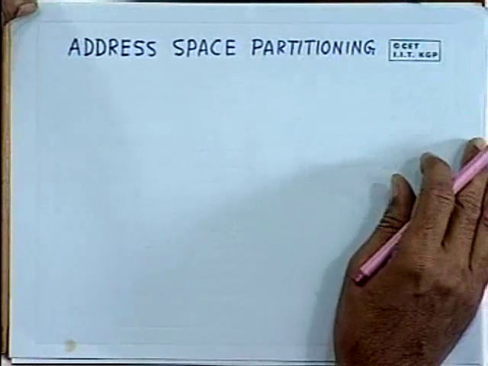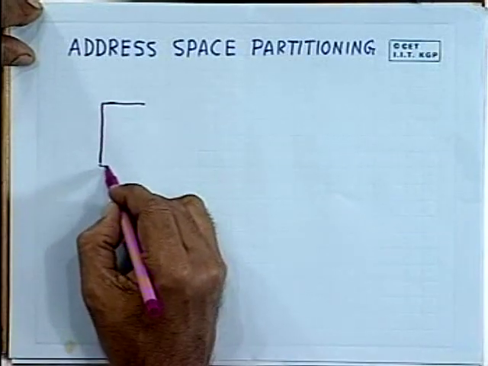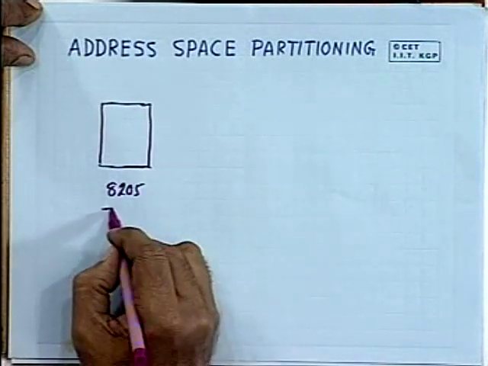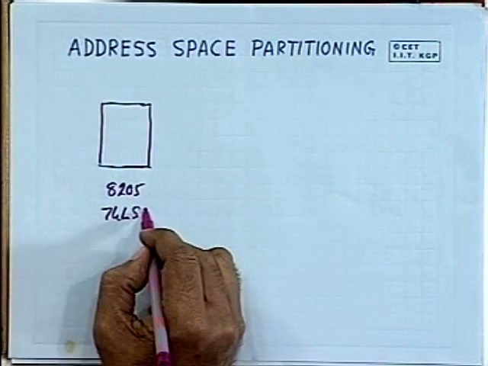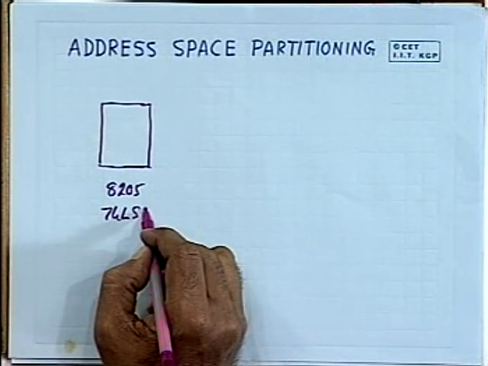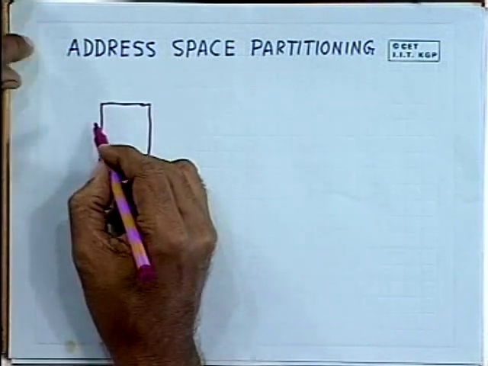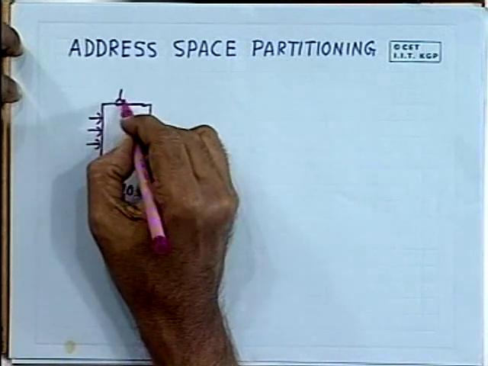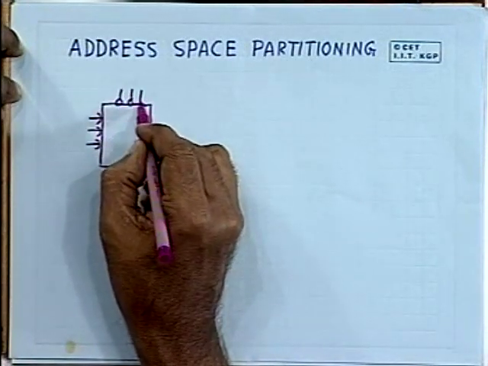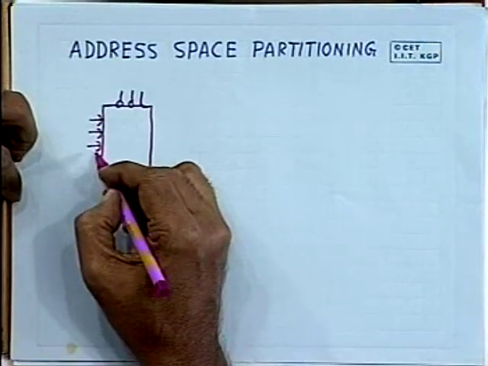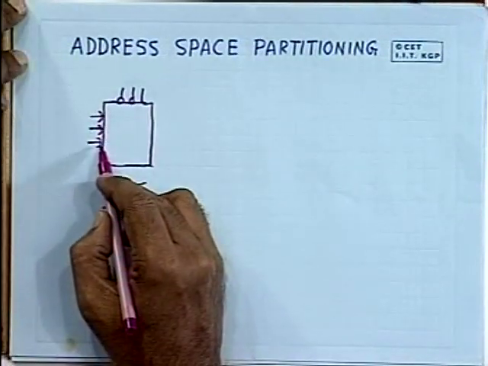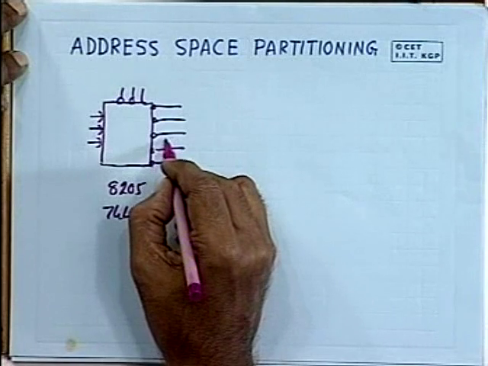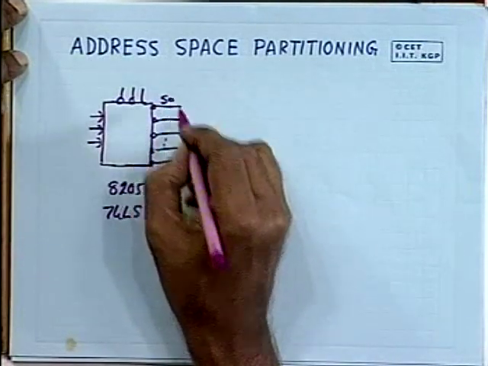We can do the address space partitioning with the help of a decoder circuit like this. We can use either 8205 or 74LS138. They are the same, and these are 3 to 8 decoders. As we know, these are the chip select lines, 2 low active and 1 high active, and these are the 3 address lines, the input lines of the decoder, and you have got 8 output lines. So this is your S0 to S7.